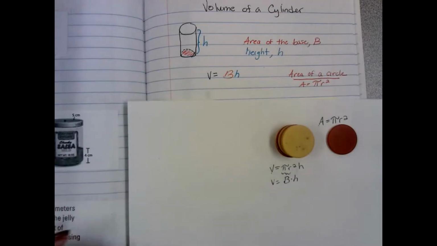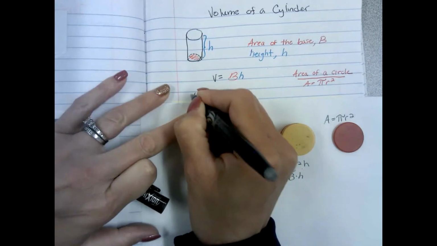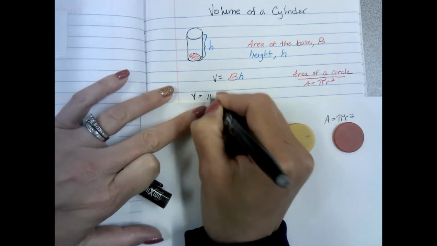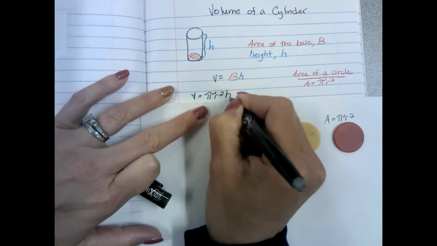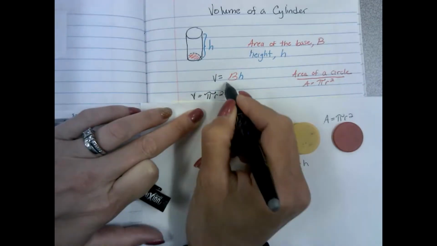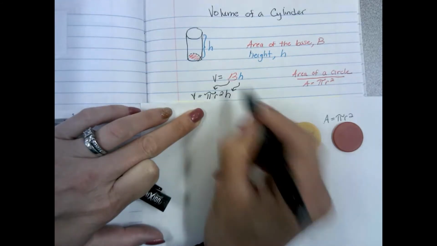So what we really want to take away from this is that volume of a cylinder is pi r squared times height. You can see that's the area of the base, and that's the height.